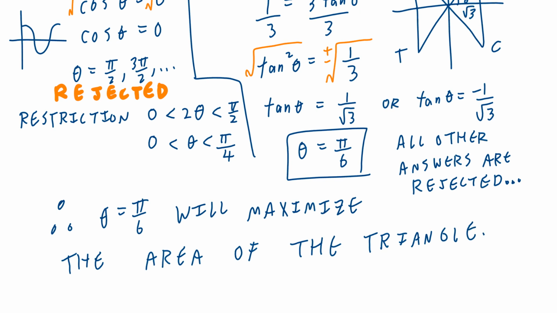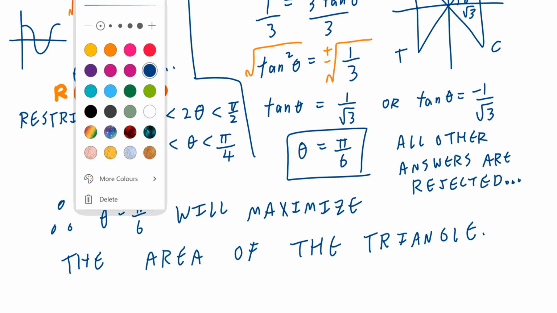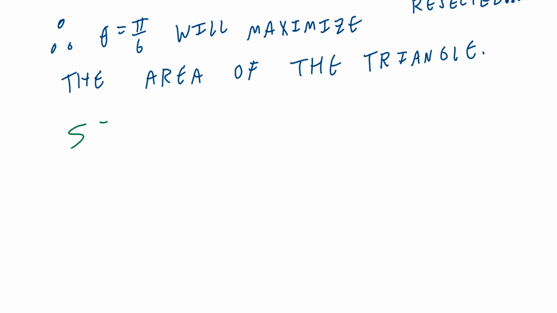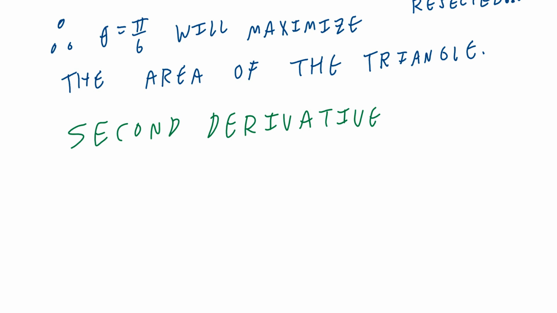Now again, I would like to over-deliver. Let's double check this by going through the second derivative test. So in a different color, this is the bonus part I would like to offer you. Again, if you go through the second derivative test, we're going to verify that this critical point really is the maximum.